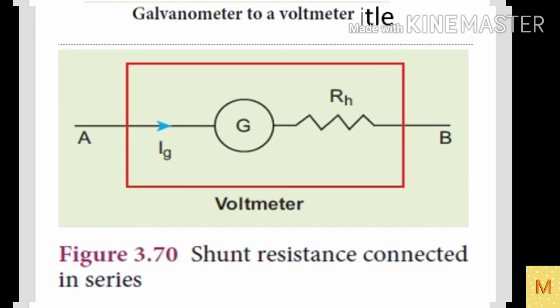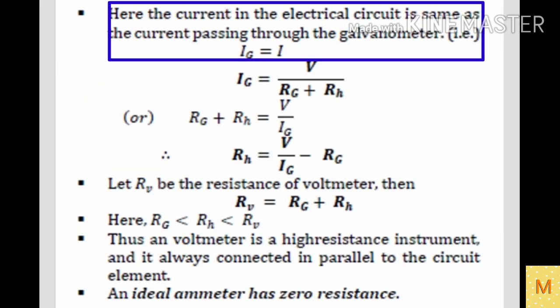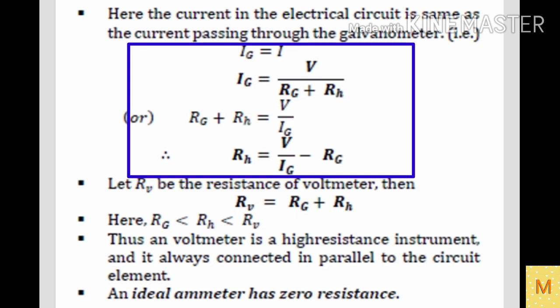Since the galvanometer and the high resistance are connected in series, the total resistance of this circuit can be written as Rg plus Rh. Here, the current in the electrical circuit is the same as the current passing through the galvanometer, such that Ig is equal to I. Here, I on the right hand side is replaced by V by (Rg plus Rh), so that the equation becomes Ig is equal to V by (Rg plus Rh), where Rg plus Rh is equal to V by Ig. Then Rh is equal to V by Ig minus Rg.